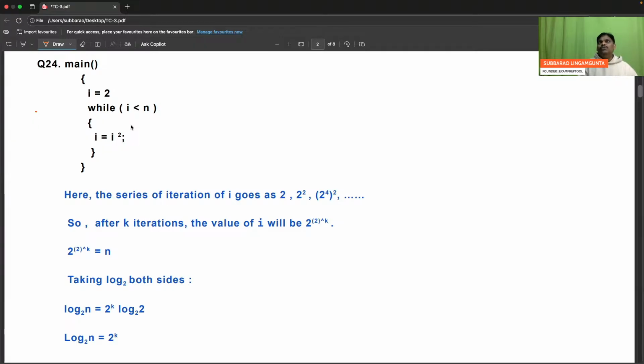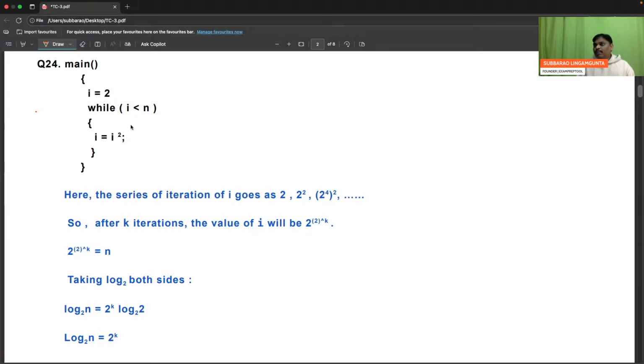Suppose i value is 10. 10 into 2 is 20. 10 plus 2 is 12. But 10 power 2, 10 square, is 100. There is a big change. If I do plus 2, 10 plus 2 is 12. If I do into 2, 10 into 2 is 20. Compared to 12, 20 is going faster. Faster means less time complexity. If you do any work faster, definitely it will take less time.